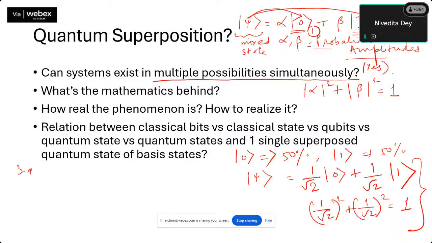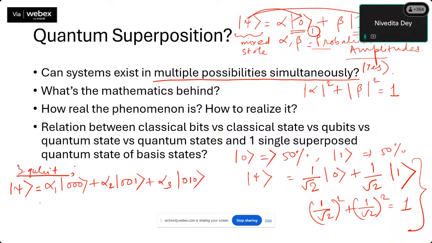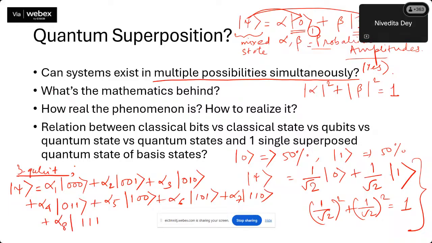Similarly, if it is a 3-qubit system and I want to realize superposition, it will be, say, ket psi is equal to alpha 1 ket000 plus alpha 2 001, alpha 3 010, alpha 4 011, alpha 5 100, alpha 6 101, alpha 7 110, plus alpha 8 111. So you can see there are 1, 2, 3, 4, 5, 6, 7, and 8. So there are in total 8 pure states or basis states that can exist in superposition.